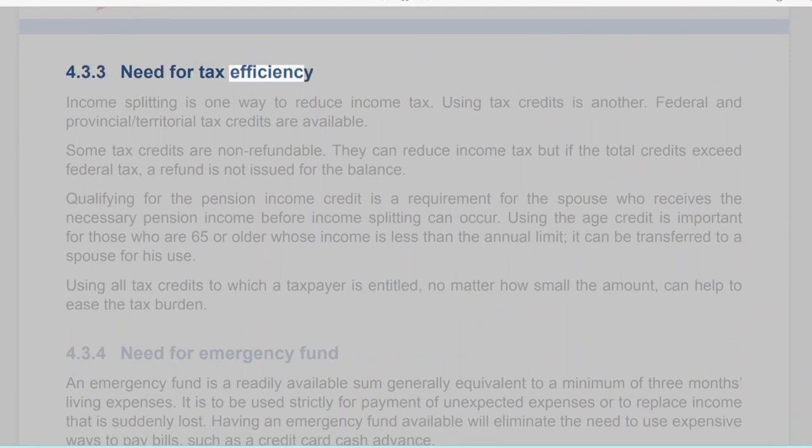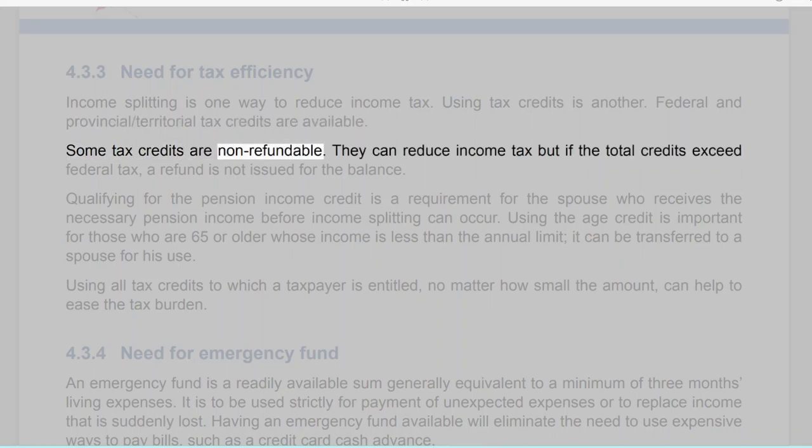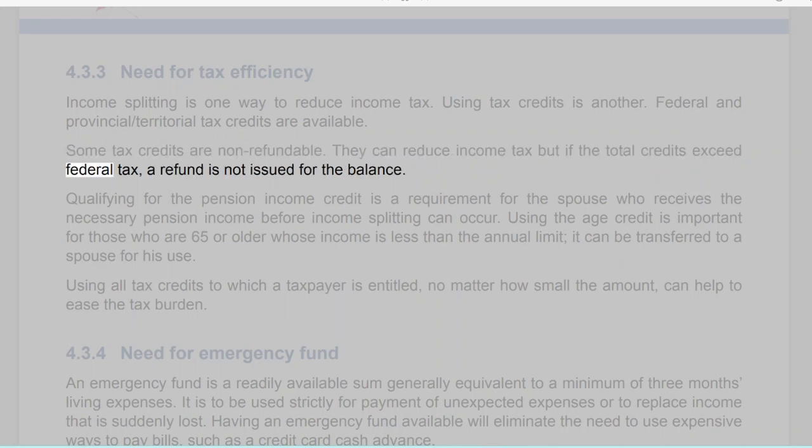4.3.3 Need for Tax Efficiency. Income splitting is one way to reduce income tax. Using tax credits is another. Federal and provincial/territorial tax credits are available. Some tax credits are non-refundable. They can reduce income tax, but if the total credits exceed federal tax, a refund is not issued for the balance.